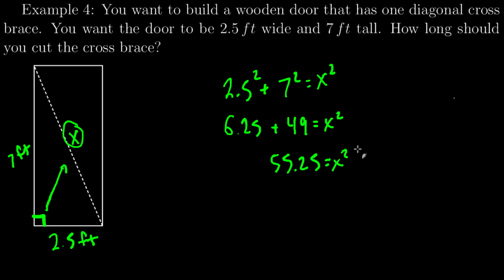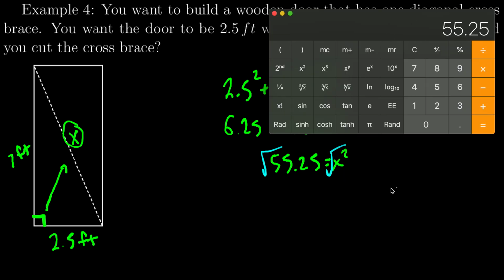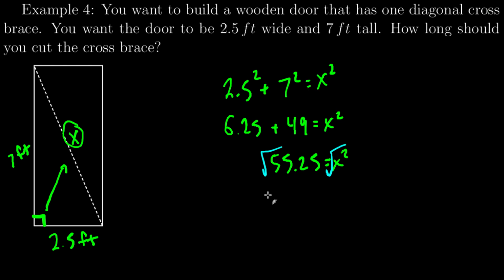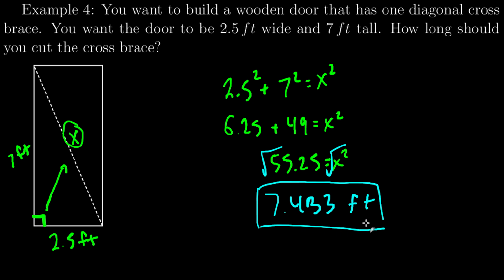And the last thing, to get x by itself, I'll take a little square root. And so, 7.433 feet. So, when I go to my table saw, or I might not use a table saw, I might actually use a miter saw for this, I'm going to set the fence so that I cut off 7.433, or as close as I can get to this number of feet, so I have a nice square, a nice rectangular door. Okay, I hope that all helped out.